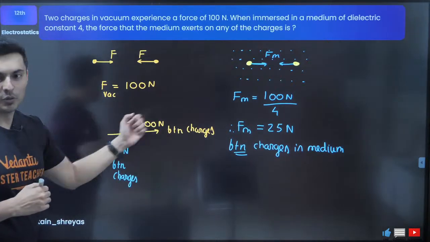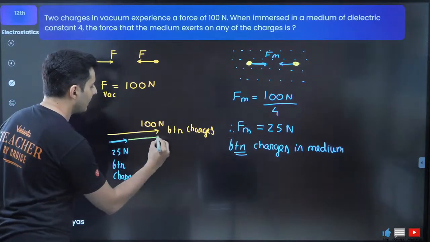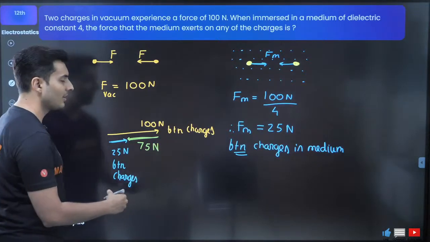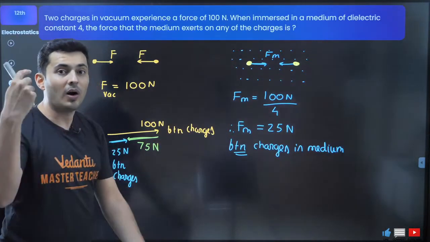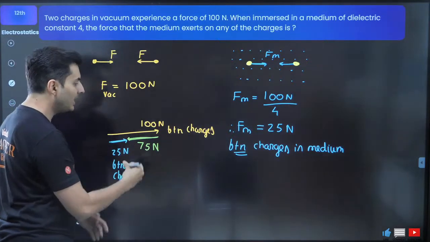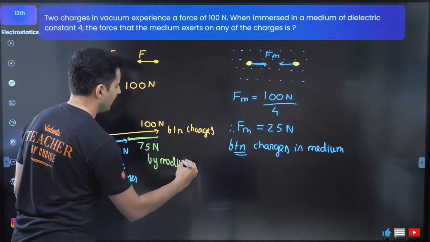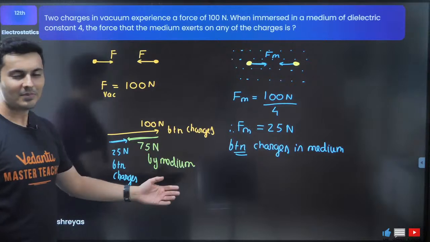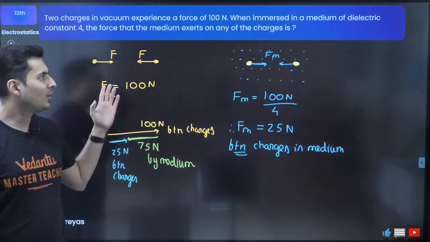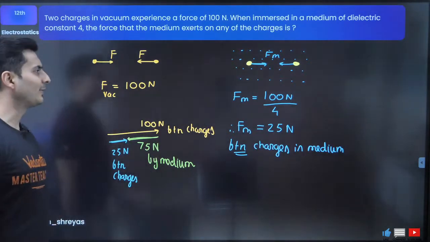What does this tell you? This clearly tells you there is a reduction in the force from 100 to 25, by 75 Newton. Why has that come? Because the medium has applied that force. So the force that the medium applies will be nothing but 75 Newton. As simple as that. Is that understood? Beautiful question. A lot of people leave the answer as 25. No, that's not correct. The correct answer is 75 Newton.